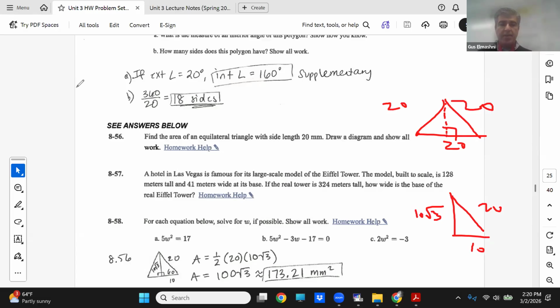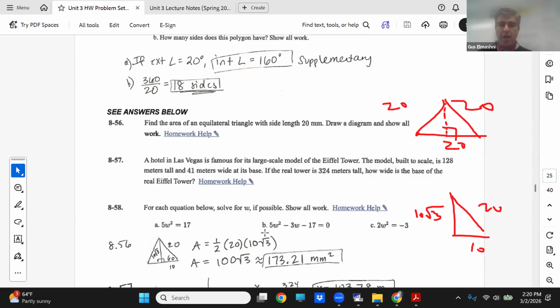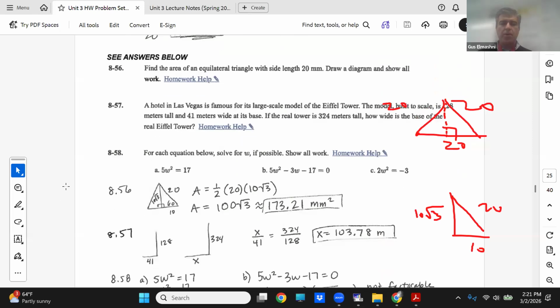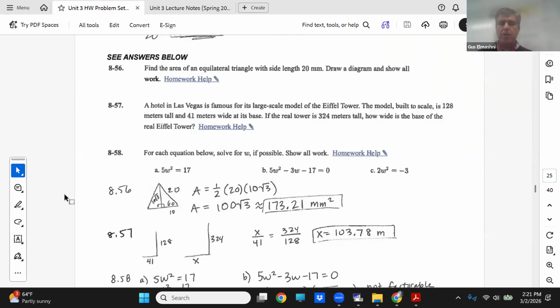For 857, Eiffel Tower problem. Yeah, we're going to be talking a lot about this kind of stuff today. That's why this is in the homework. You guys should be pretty comfortable with proportions. The model built to scale is 128 meters tall, 40 meters wide. This is in Las Vegas, right? In the Paris Hotel, right? So that's a replica of the real Eiffel Tower.